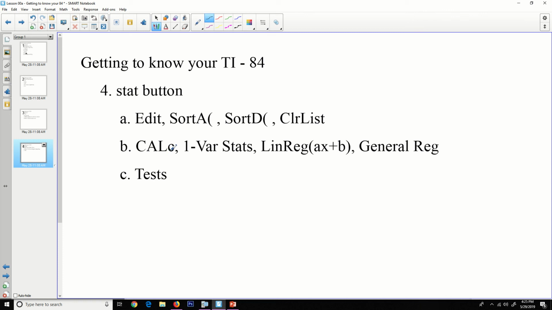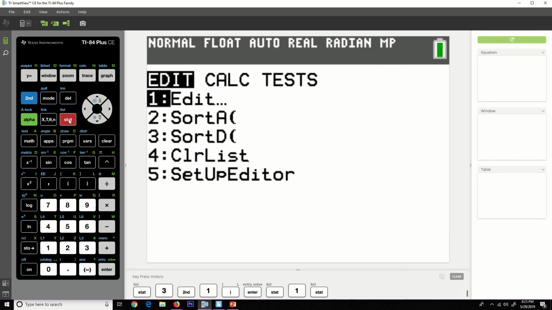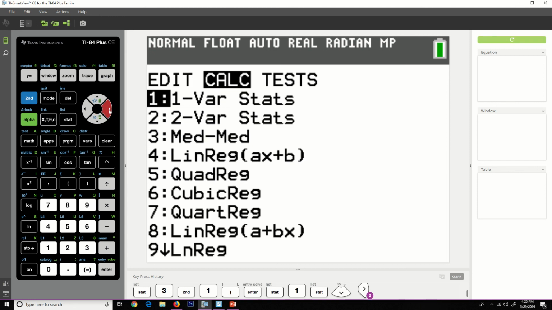The calculate feature: the first variable stats, linear regression, and general discussion about regression. So if I go stat and I go over to calculate, if I hit my right arrow key, okay, well, I thought it had locked up on me. Maybe it has locked up on me. There we go.